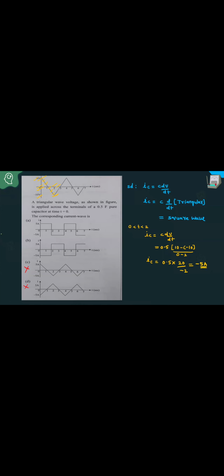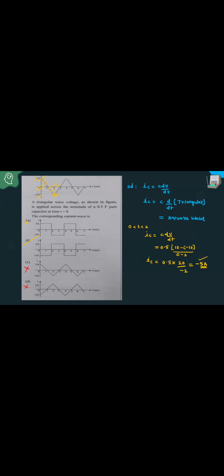Now which option is correct? For 0 to 2, the current is minus 5 amperes. It's not plus 5 amperes. That's why A is not the answer. B is the answer. It's a square wave, no doubt at all. First, you have to calculate and check for any one, because for 0 to 2 you have to check. The remaining, no problem.